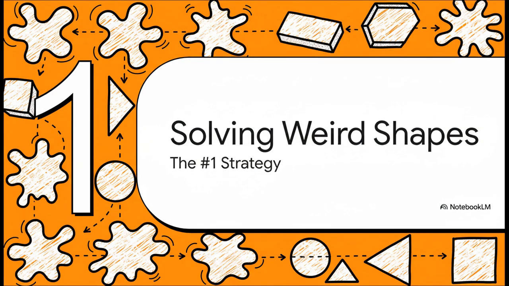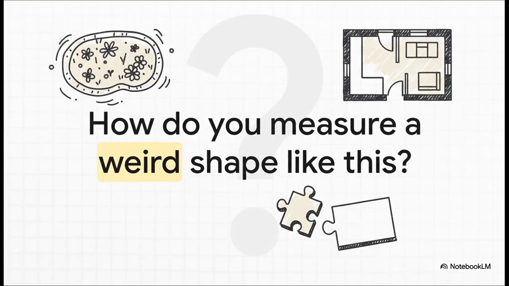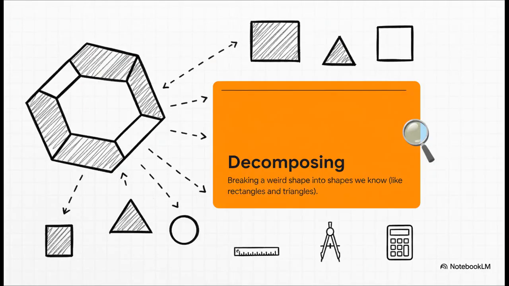The first big idea here is that tackling weird, complicated shapes isn't about memorizing dozens of different formulas. Nope, it all comes down to one single, really clever strategy. I mean, think about it, right? The world isn't made of perfect squares and circles. The layout of your apartment, a piece of land, a component in a design, they're often these weird, irregular shapes. So when you're looking at something like this L shape on the screen, how do you even start to figure out its area? Well, the answer is this awesome little trick called decomposing.